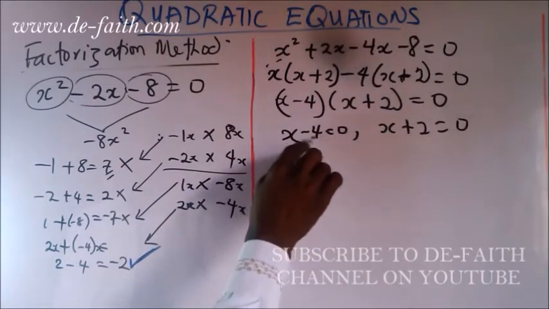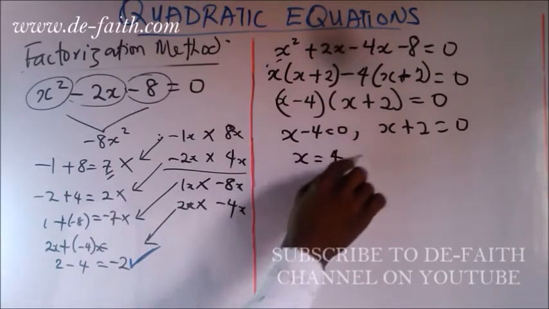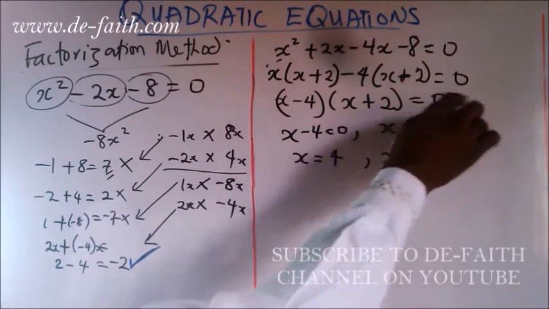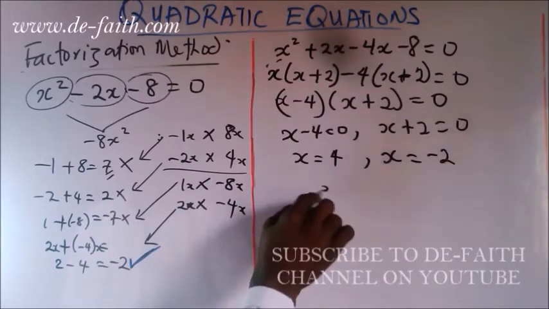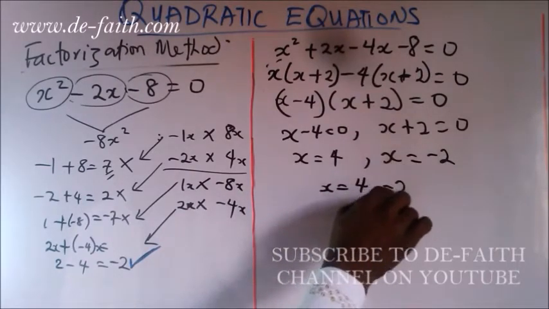And so x equal to, we bring minus 4 over here, making it 4. Then we bring your plus 2 from here to here, equal to minus 2. So the values of x are 4, comma, minus 2.